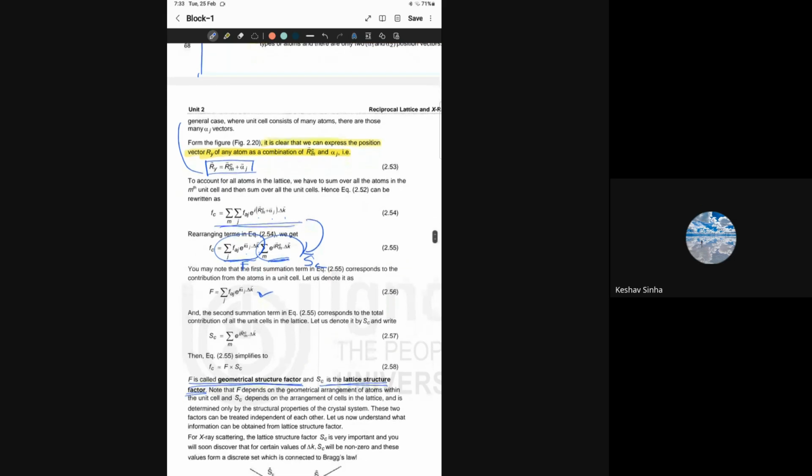Note that F depends on the geometrical arrangement of atoms within the unit cell, whereas S_c depends on the arrangement of cells within the lattice.